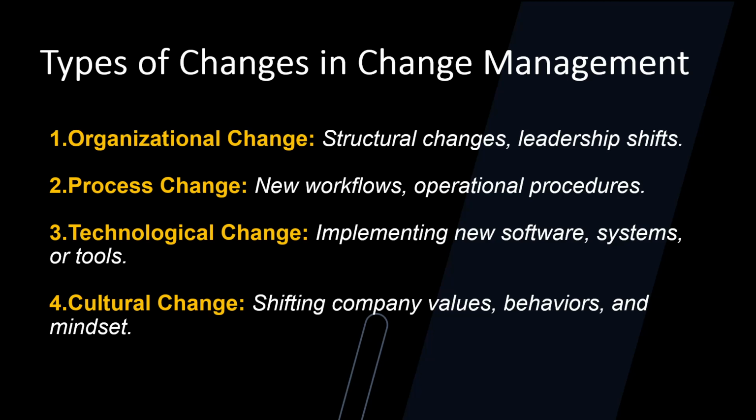Now we'll see what types of change management there are. The first one is organizational change, where structural changes or leadership changes or shifts can happen. Process change, which is related to workflow, operational procedures, or SOPs and so on. Technological changes are like implementing new software, new systems, new tools, new hardware, new infrastructure. The fourth one is cultural change, wherein a company may change its values, behavior, mindset, vision, goals, and many more things.